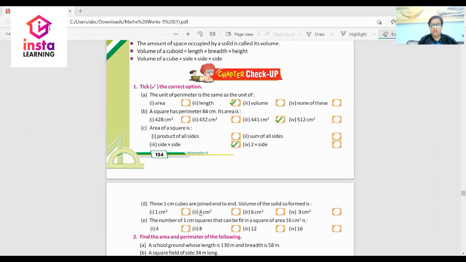31 centimeter cubes are joined end to end. Volume of the solid so formed is 1 into 1 into 1. So it is 1, always 1 centimeter cube. Now the number of 1 centimeter squares that can be fit in a square of area 16 centimeter, when we want it to be fit, it will be 4. And 4 fours are 16 is the answer. So this will be our answer.